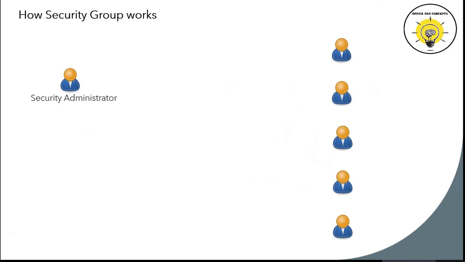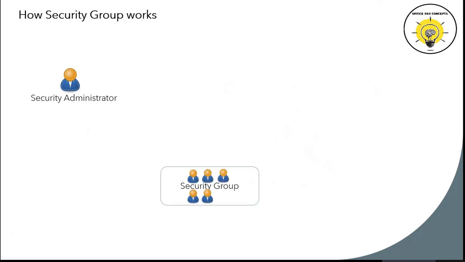Now the things will change if I have multiple users. Let's assume that I have 5 users or 500 users or more than 1000 users, and I want to assign the same permission to all those accounts. If an administrator has to do this one by one, that is not an easy task, right? To achieve this, we have a security group. We can create a security group. After creating a security group, we can add all the users as a member of this particular security group.